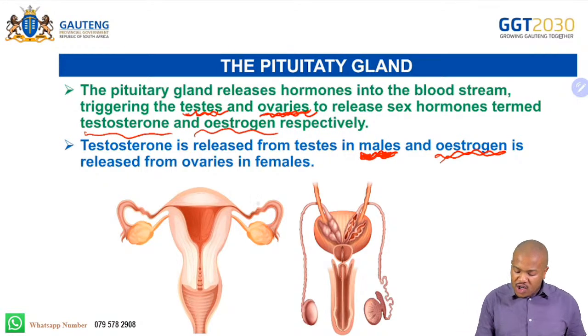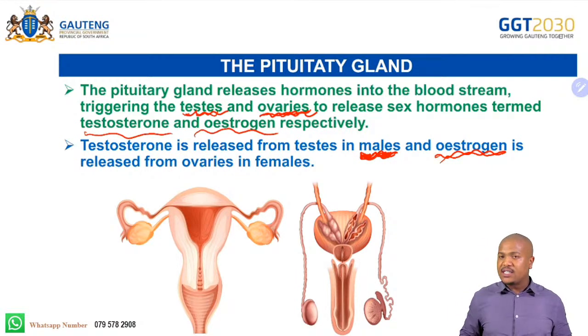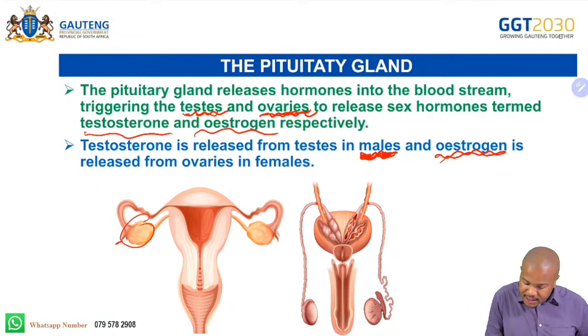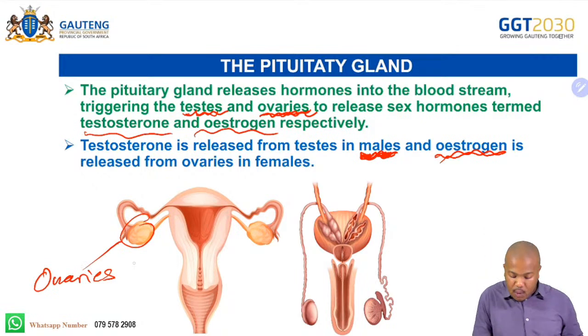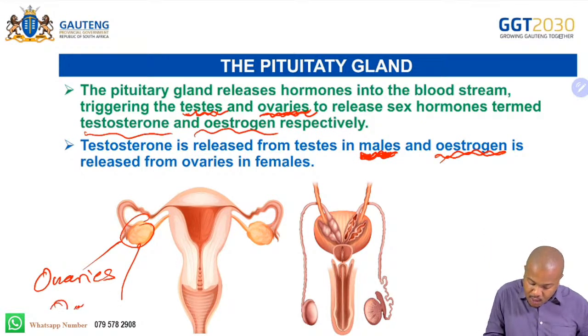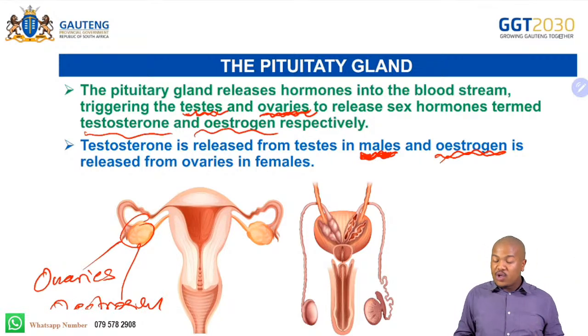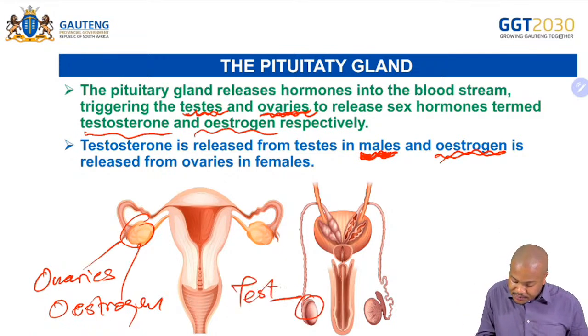So now, looking at these two structures here, let's remind each other. The female reproductive system, right? Where do we find the ovaries? Yes, these are the ovaries. So this is where we get our estrogen as a hormone, right? Now looking at the male reproductive system, where do we find the testes? Here, right? These are the testes.